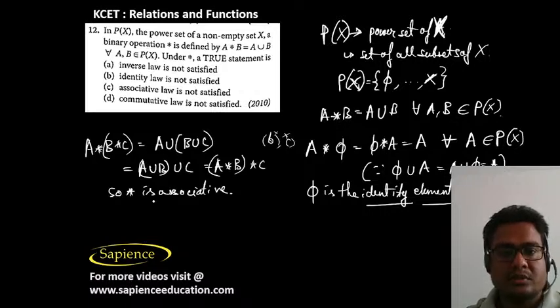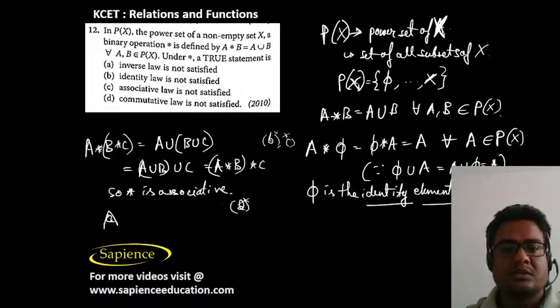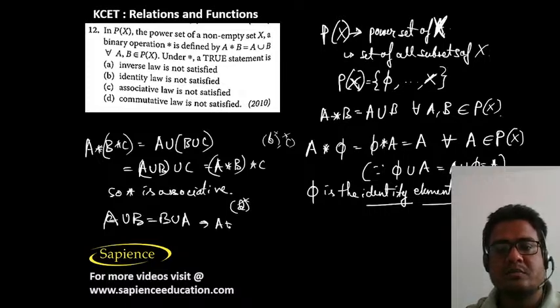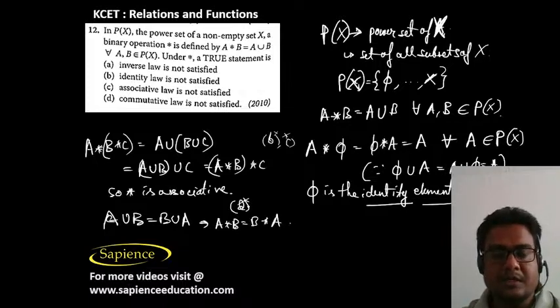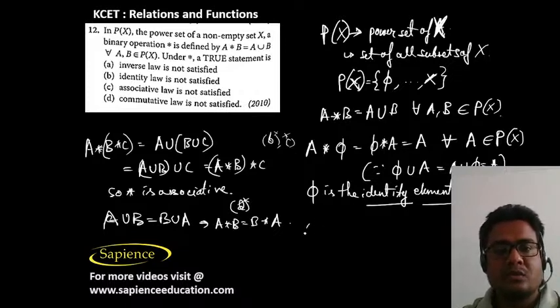And in option D, it is told commutative law is not satisfied. So option D is also wrong, since A union B equals B union A. Therefore A star B is equal to B star A, so star is a commutative binary operation. Only the inverse law is not satisfied, since there is no such element B where A union B equals B union A equals the identity element phi.